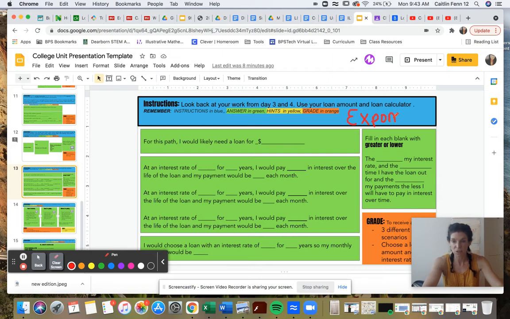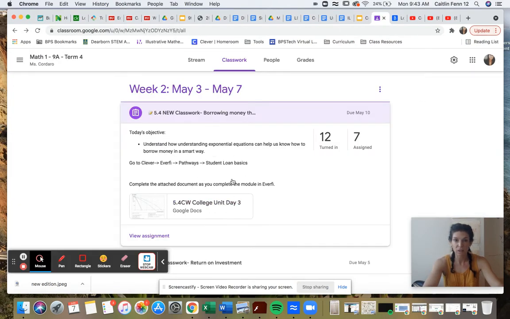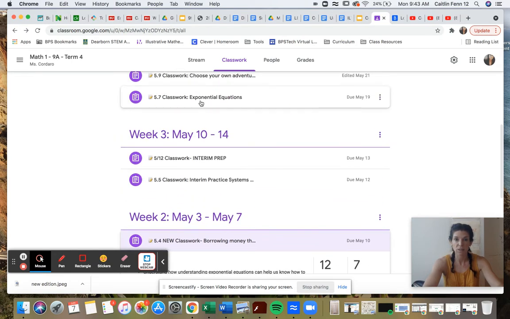with our interest rate. Our interest rates affect these, how much time affects these, and so that is what we're going to look at here. We looked at this during day 4 of our college unit, if you need a reminder, and then we looked at exponential equations on day 7 as well.